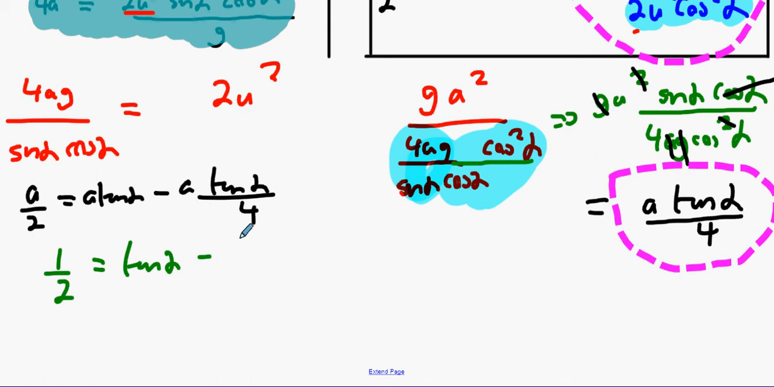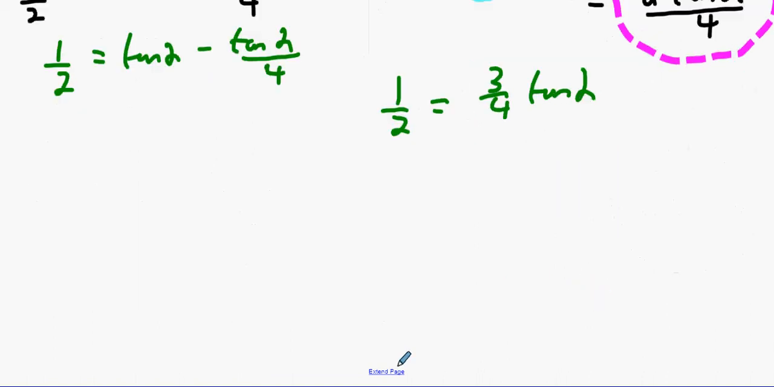Yeah. A half equals 3/4 tan alpha over 4. And, sorry, 3/4 tan alpha. Rearrange, and what you'll get is 2/3 equals tan alpha. And that is what you were asked to prove. That's a vicious part A. That's tough. All right, that's a very tough part A.